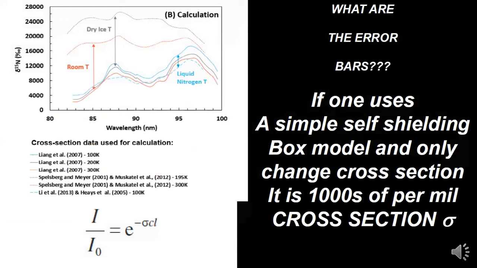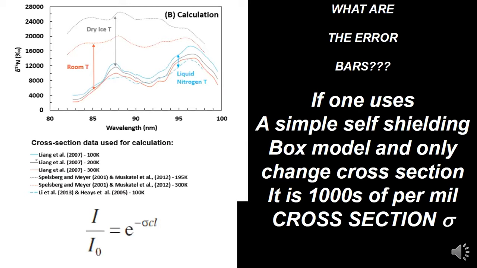Here's the important part, and this is a test of the model: can you calculate a shielding model using the nitrogen molecule, where you know the cross sections for all the states as a function of wavelength, and they've been determined by three different groups.